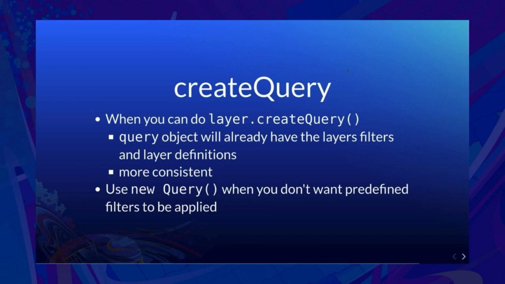Create query. This is a very handy utility function on the layers you can use to create query objects for querying the layers. The query object that you get back is going to have the layer's filters and layer definitions. It's much more consistent than trying to create a new query and reapply any filters and layer definitions. This way, everything's set up for you. Now, if you don't want any of those predefined filters, you could still create a new query, apply the geometry or the where clause, and then do your queryFeatures with that new query.